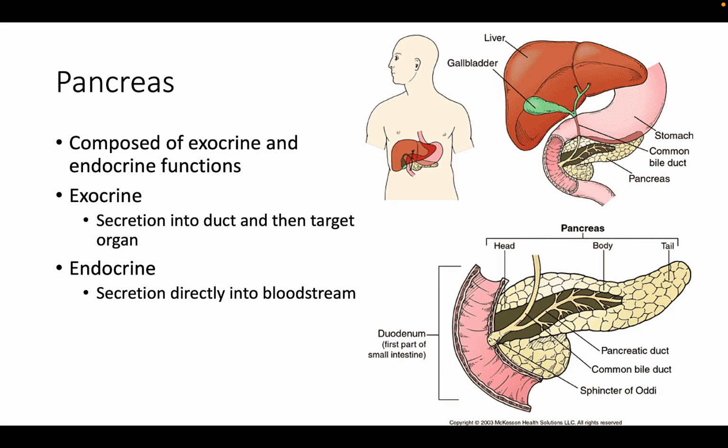This pancreas has endocrine and exocrine functions. Exocrine just simply means that it's releasing its enzymes into a duct and then to the target organ. So we have a duct here, releasing into the organ. Endocrine just means it's secreting directly into the bloodstream. You won't see it on this slide, but on the next slide you can see a version of endocrine.